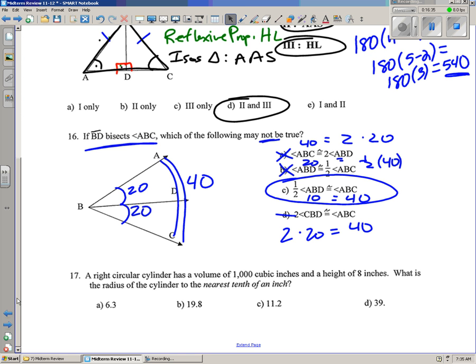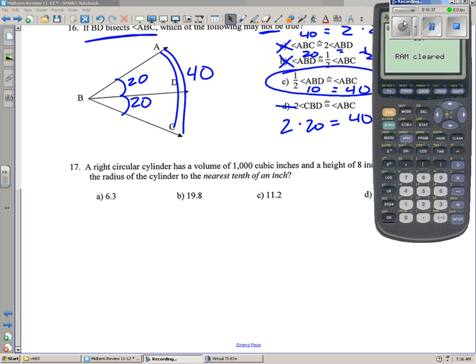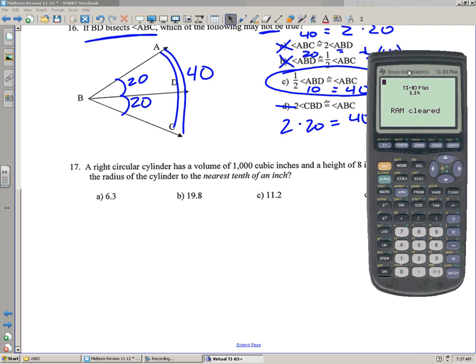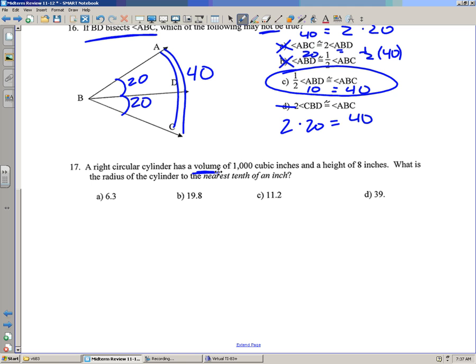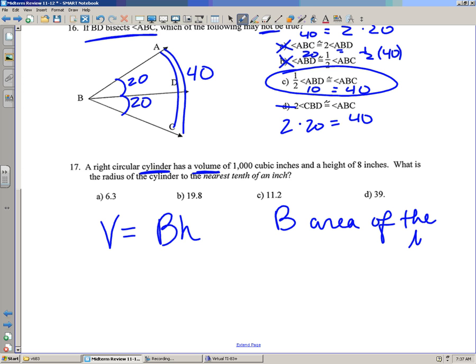All right, number 17. All right, so we have the calculator up now. We're going to need it for this problem. It says a right circular cylinder has a volume of 1,000 cubic inches and a height of 8 inches. What is the radius of the cylinder to the nearest tenth of an inch? So we know the volume of a cylinder, we're going to need that formula, which comes from your formula sheet. It's big B times H. And B is the area of the base. Well, the base for a cylinder is a circle. So the area formula for a circle is pi r squared.